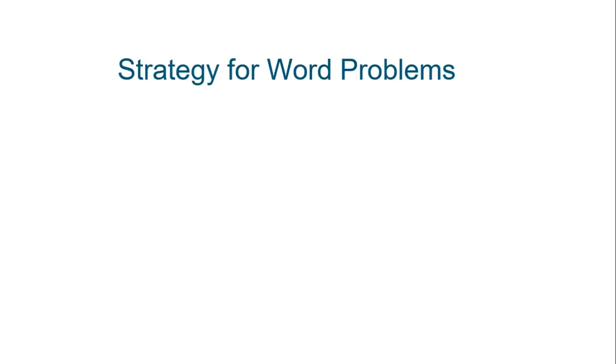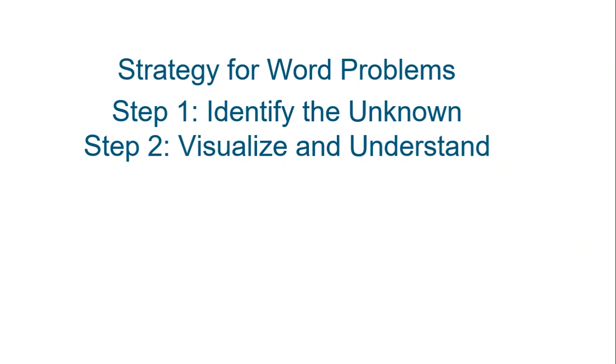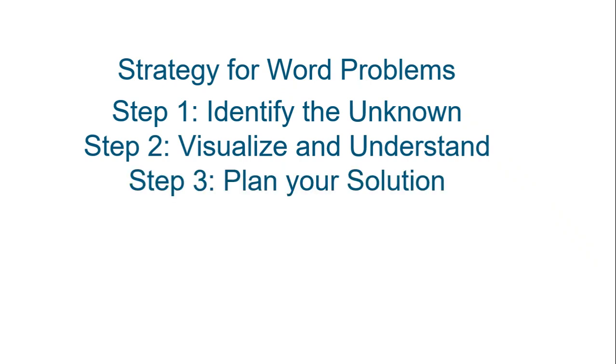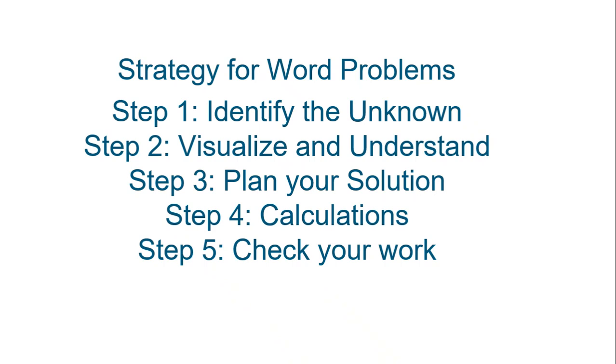This was a quick summation of the 5 steps for solving word problems. Identify the unknown, visualize and understand, plan your solution, write your calculations, and check your work. Watch our other videos in this series for more exploration of each step.